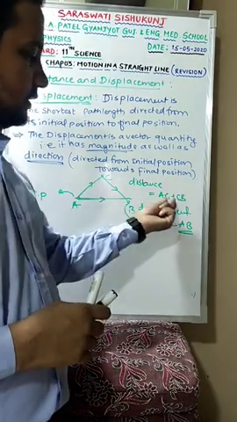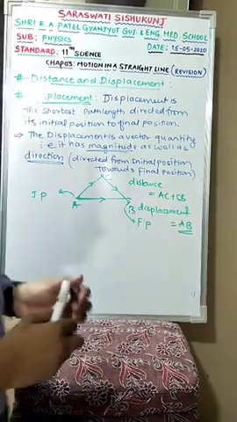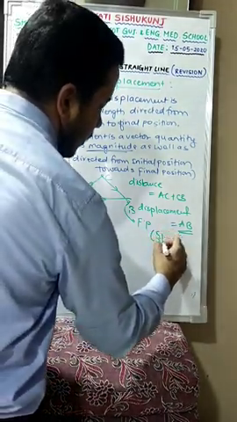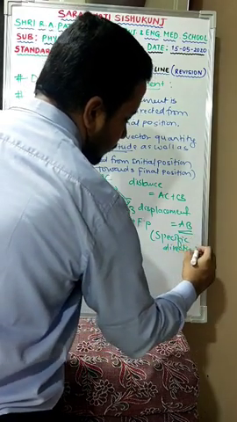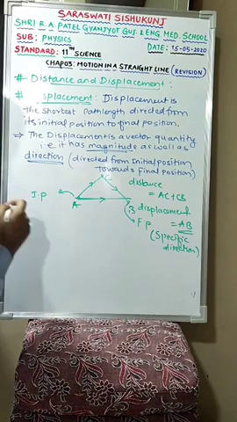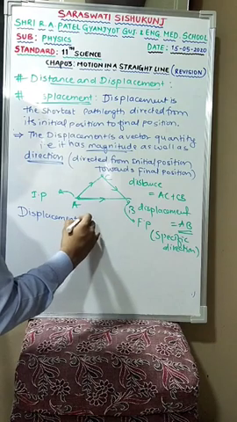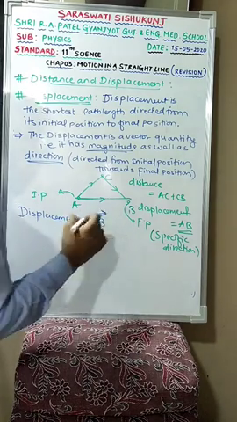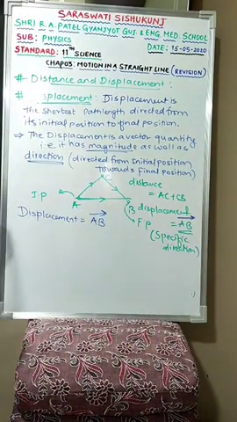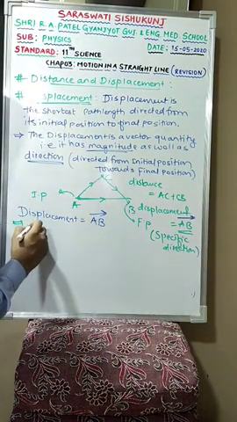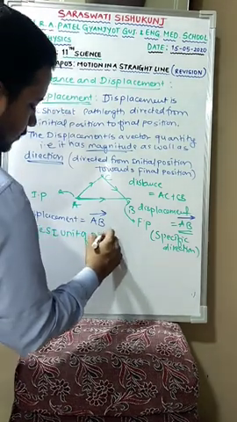Distance is equal to AC plus CB, and displacement is the shortest distance between the initial position and the final position, that is AB, having a specific direction. So displacement can be denoted as AB, but remember there will be a vector over it because displacement is a vector only. Is this clear?